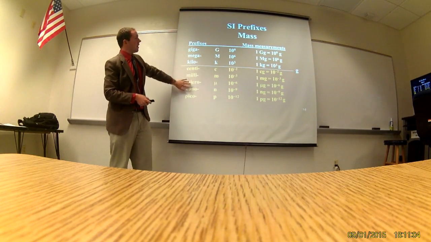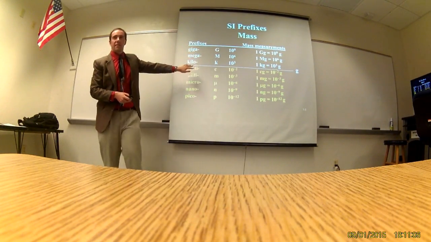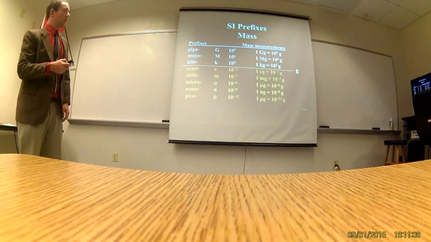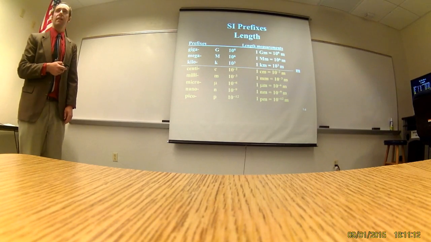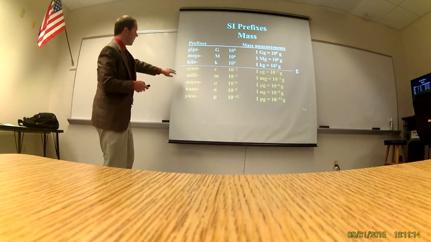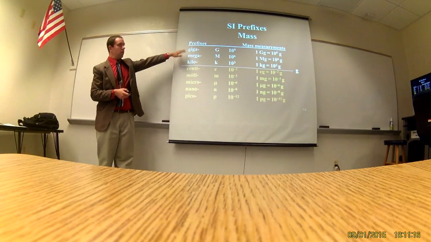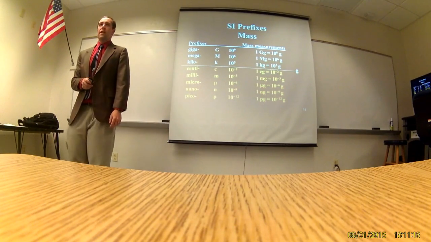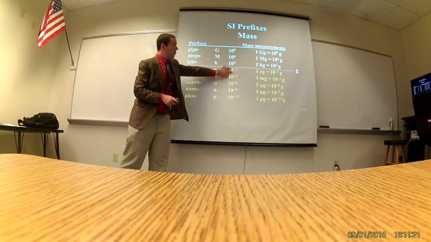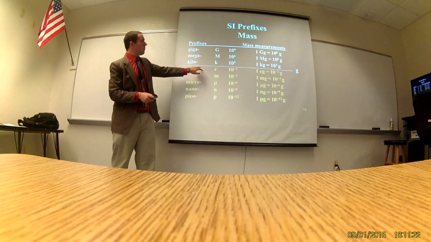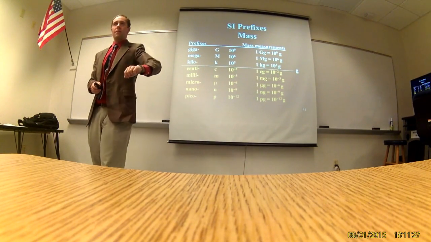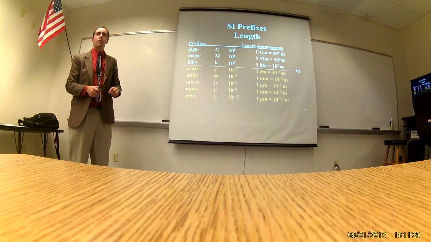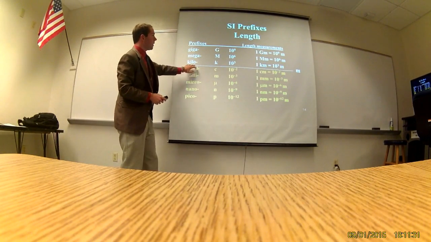This is the same exact table with mass. If I just go back and forth, what's the only thing that's changing? The G and the M. The centi, the milli, the micro, the nano, the pico, those don't change. These numbers don't change. A centigram is 1/100th of a gram. A centimeter is 1/100th of a meter.